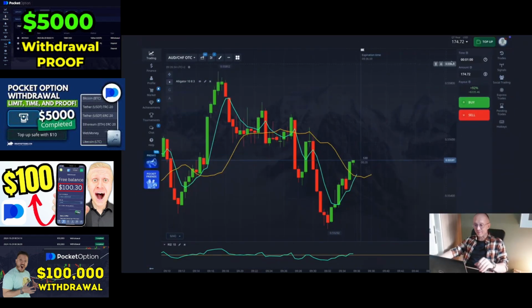New situation. The expiration time is 1 minute and I'm opening a long trade for $174. After a sharp decline, the market is showing a confident reversal. The price has rebounded from the lower levels and started to move up with good momentum.